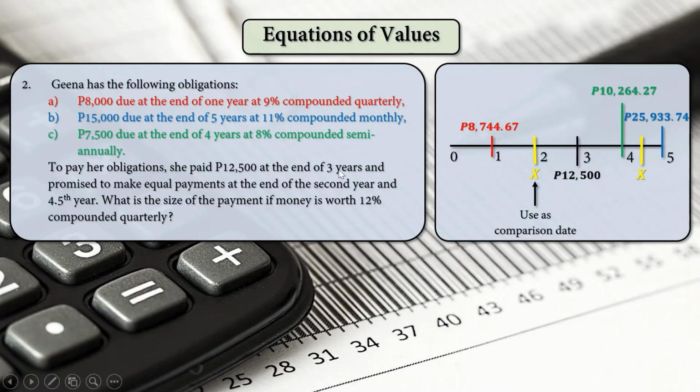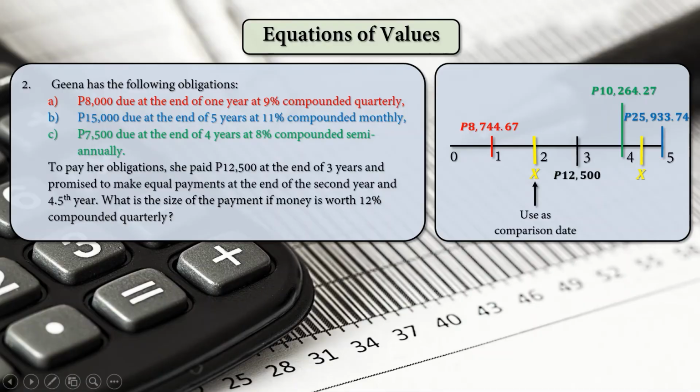Now, ang sinabi dito is that to pay her obligations, she paid 12,500 at the end of 3 years and promised to make equal payments at the end of the second year and 4.5th year. What is the size of the payment if money is worth 12% compounded quarterly. So, in comparison sa obligations and payments, etong mga nakakulay, ito yung mga obligations niya. And then yung payments niya is the 12,500 at the end of 3 years and the unknown equal payments sa pangalawang taon at sa kalagitnaan ng pang-apat at pang-limang taon.